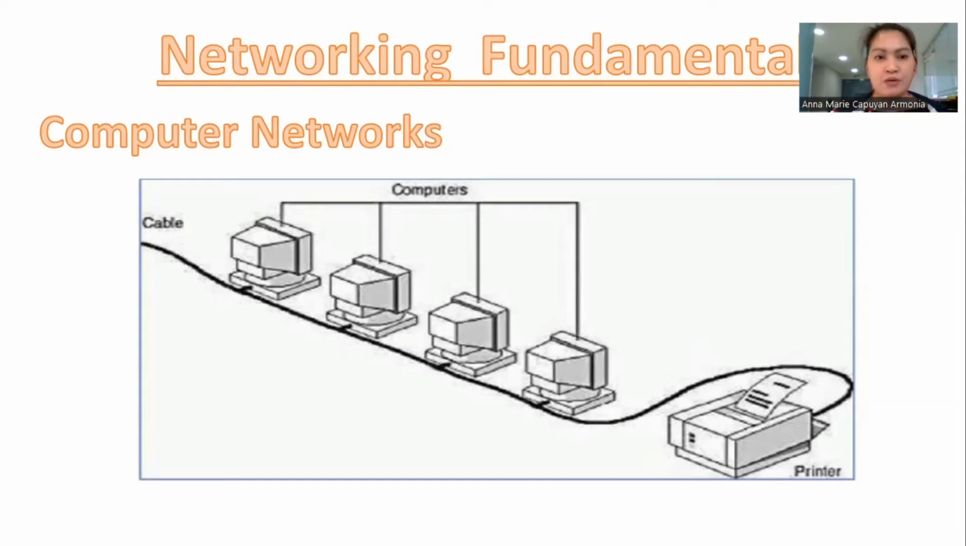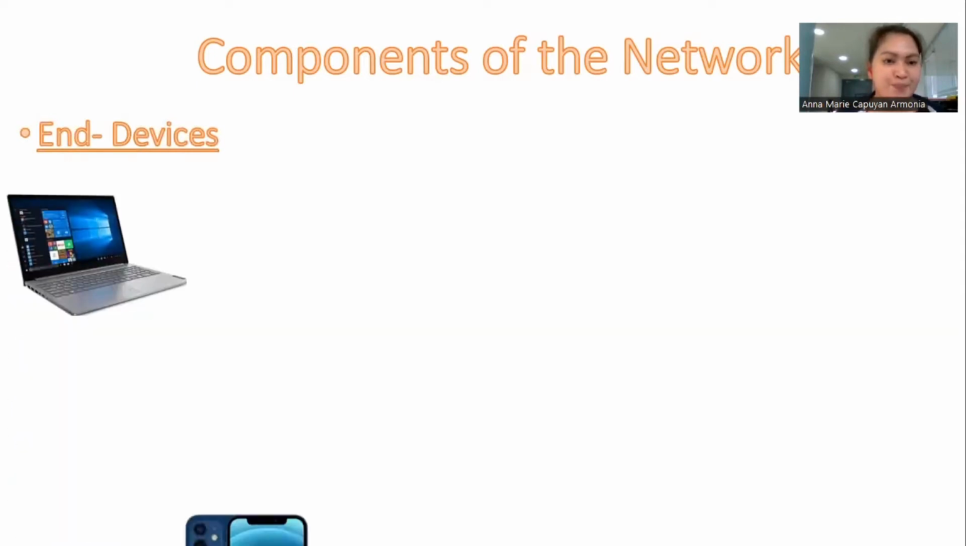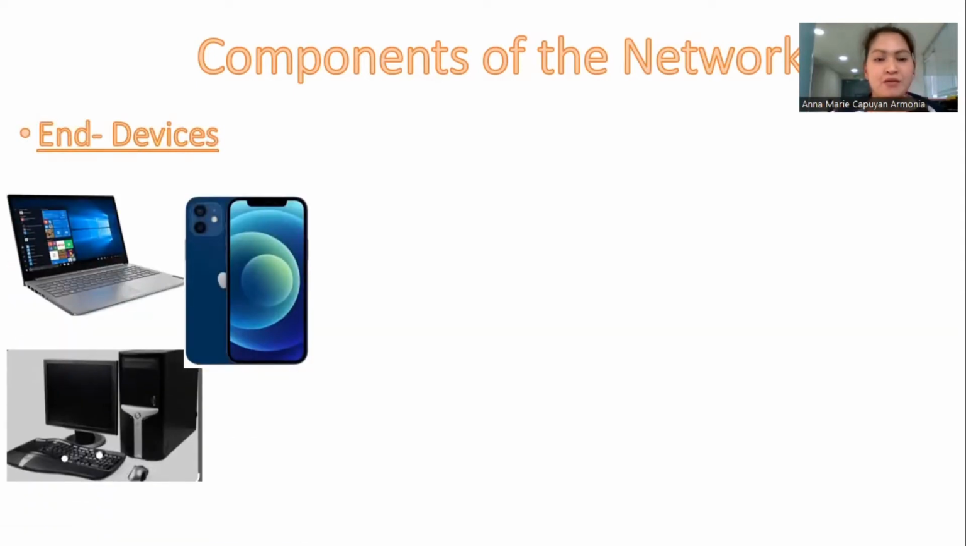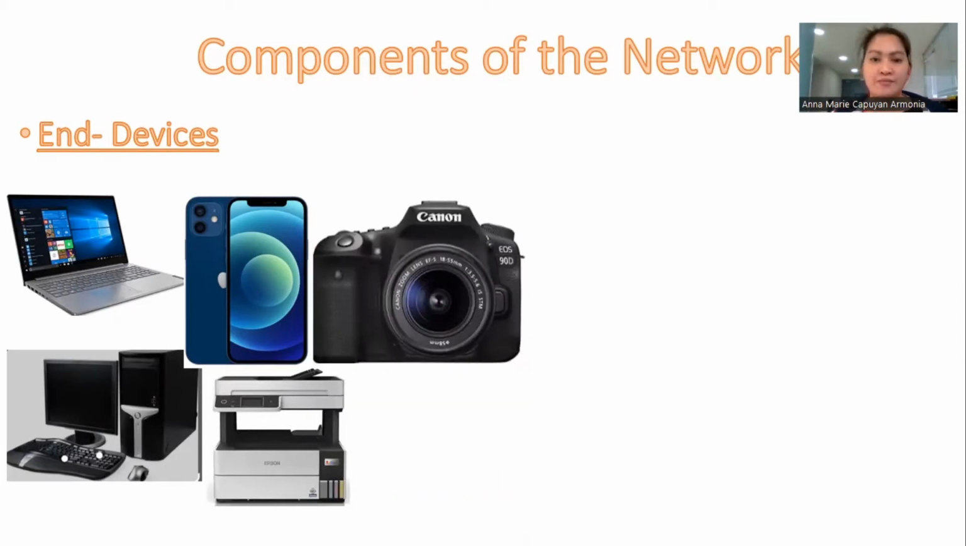We'll proceed now. So we have these components of the network. The computers are connected through either Ethernet cables or wireless connection, that's what we mentioned earlier. We have a lot of end devices that could be used as components of the network. So here it is, end devices. We have the laptop. We have the smartphone, which is very popular nowadays. We have also this personal computer. We have printers, and we have a camera.